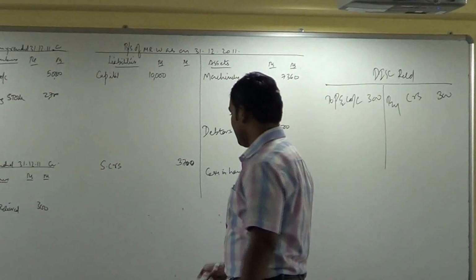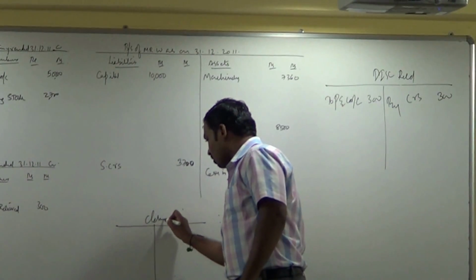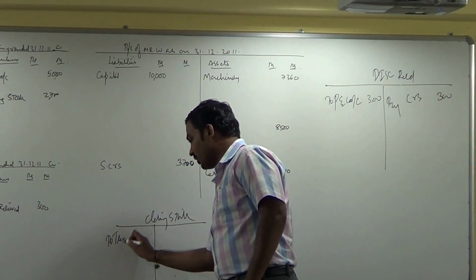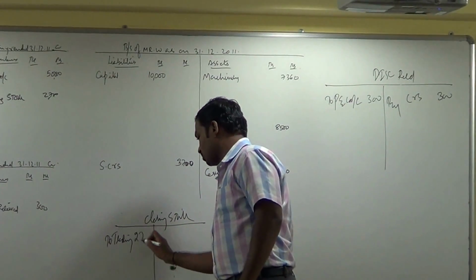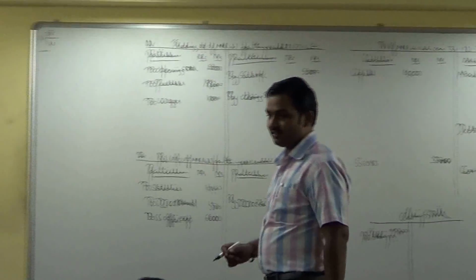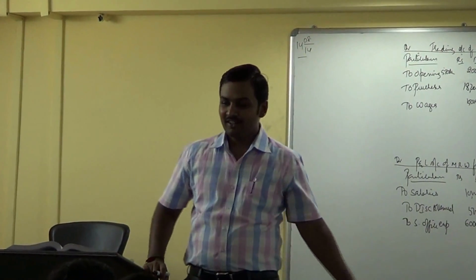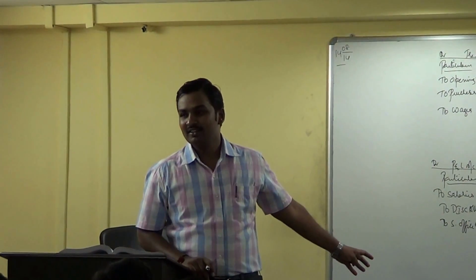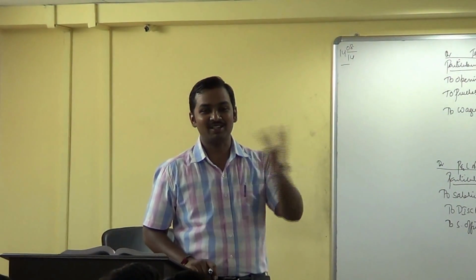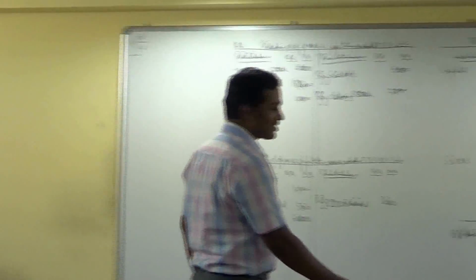Because of this entry, a new account will be opened called the closing stock account. On the debit side you will write to trading account, 2700. Now the nature of closing stock is a little different. All other nominal accounts come and die in the graveyard. They come and bury themselves in the graveyard, but closing stock is an ulta account, where it takes birth in the trading account. So closing stock account is debited.